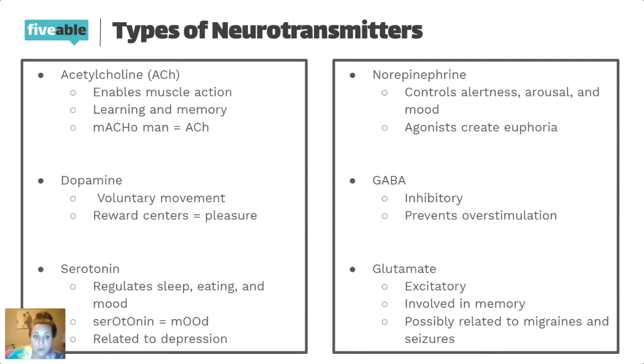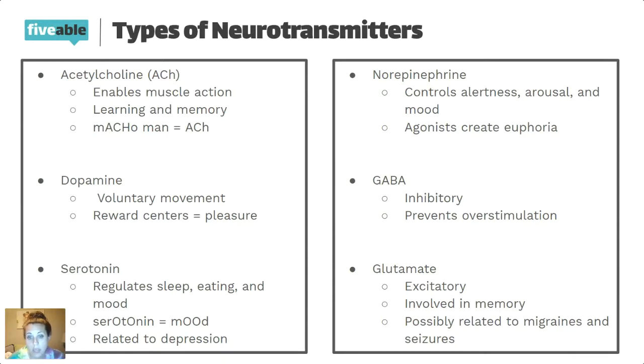GABA is an inhibitory neuron, and if you know what inhibit means, it means to slow down or stop. And so basically it tries to control and prevent too much of everything going on. It wants to keep you regulated, keep you in a calm and regular place. It doesn't want your brain to be overstimulated and firing back and forth and going all out of control.